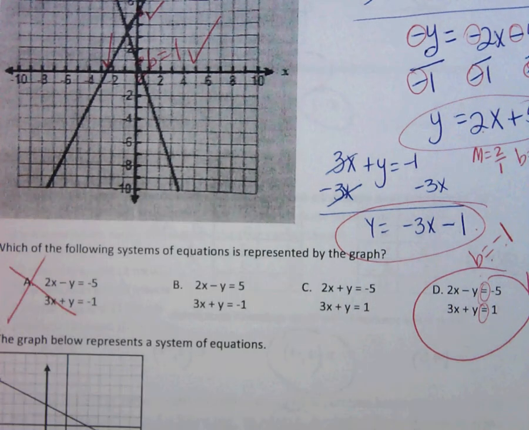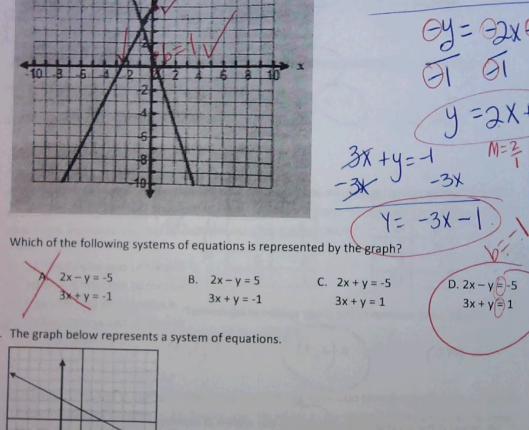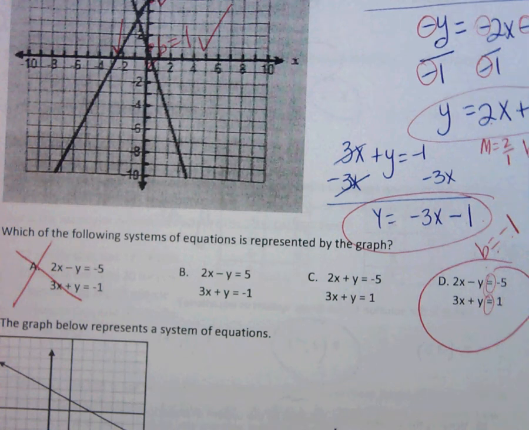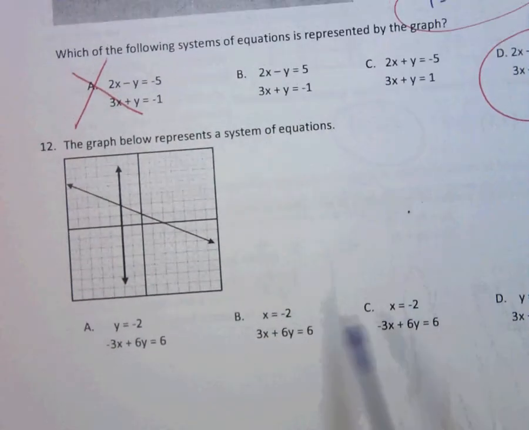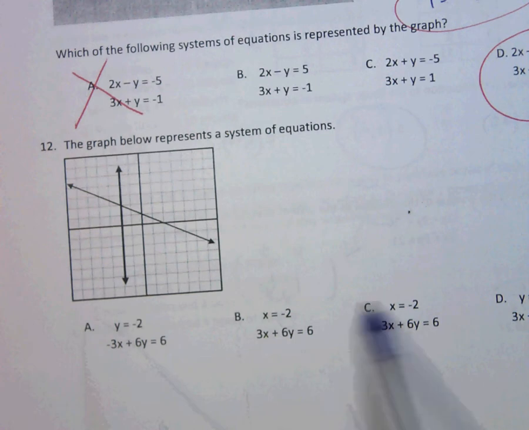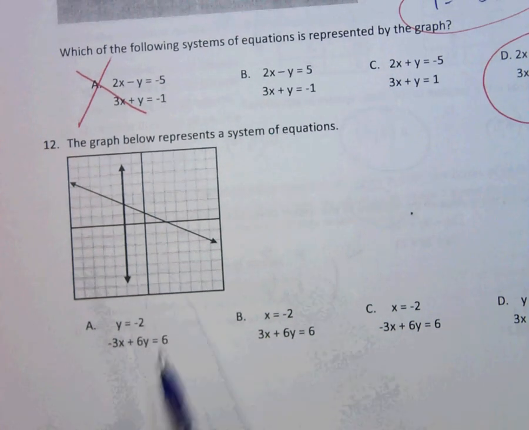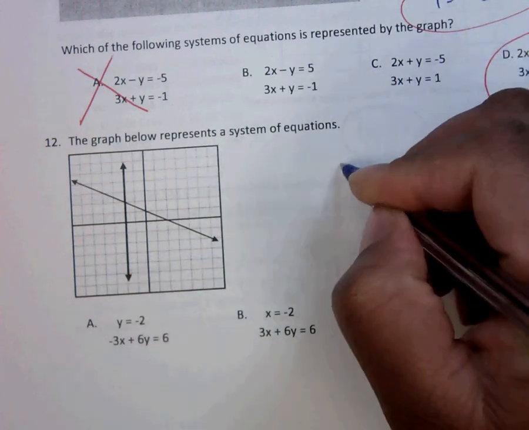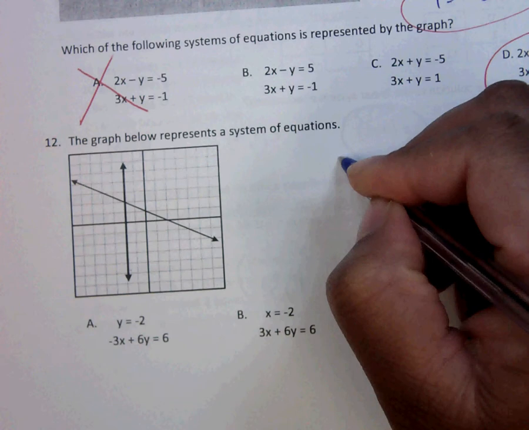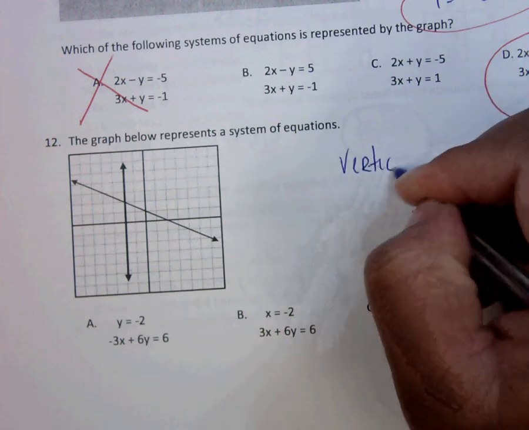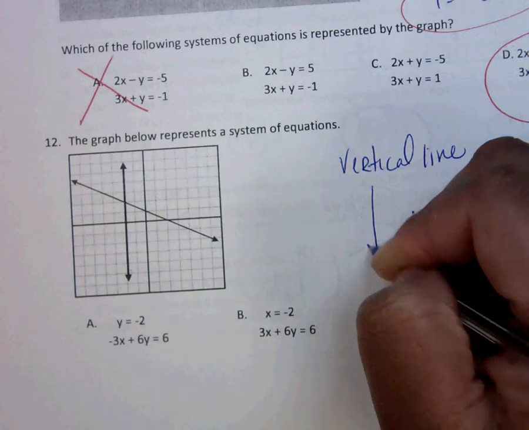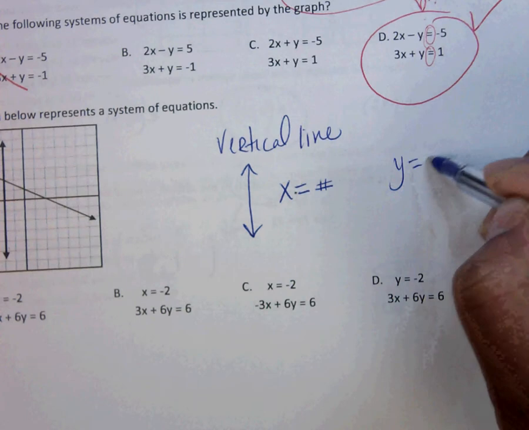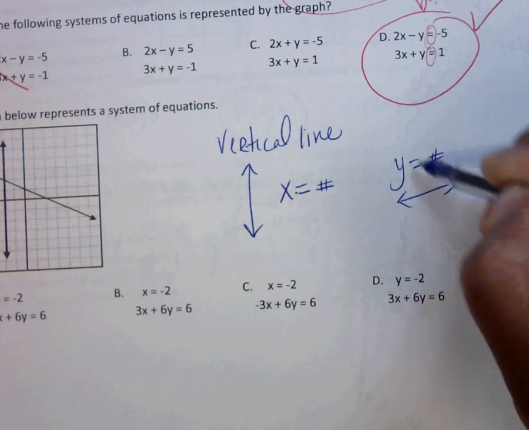Moving on to number 12. Number 12, the graph below represents a system of equations. I want to know, even though it doesn't state it, which system below represents this graph. This is x equals, not y equals. X equals will always be a vertical line. Remember, y equals a number is horizontal.